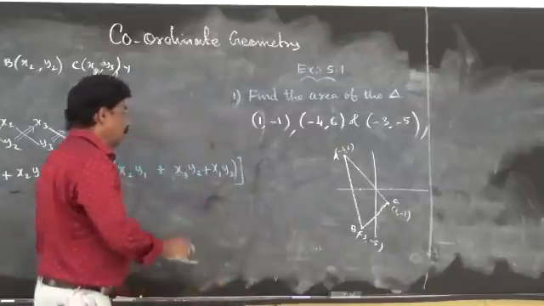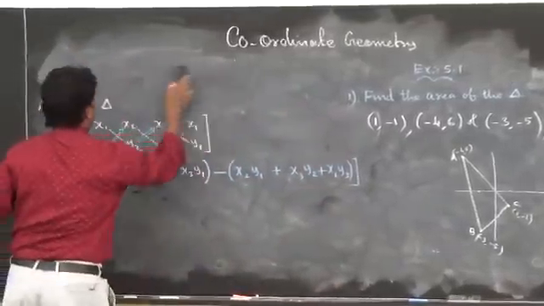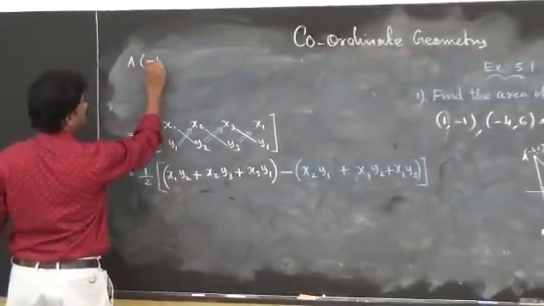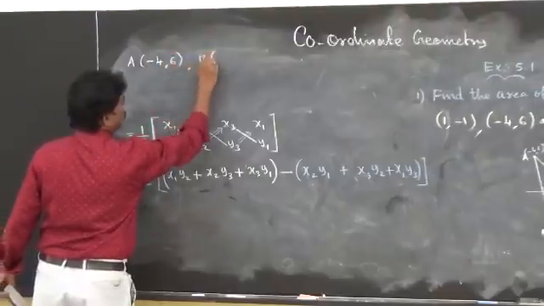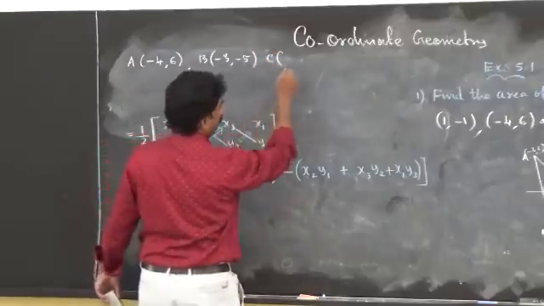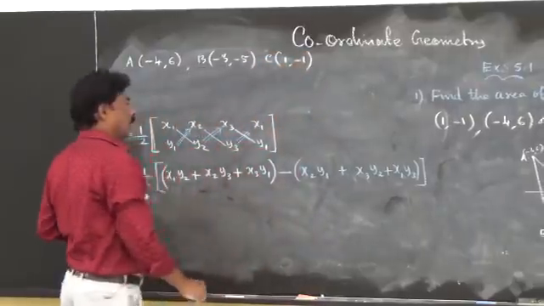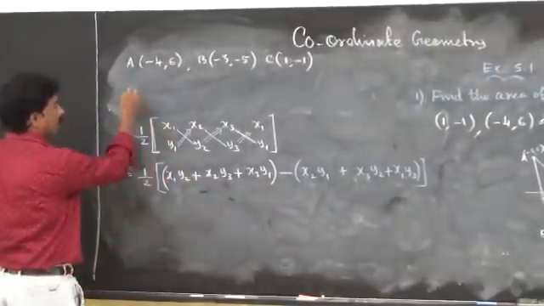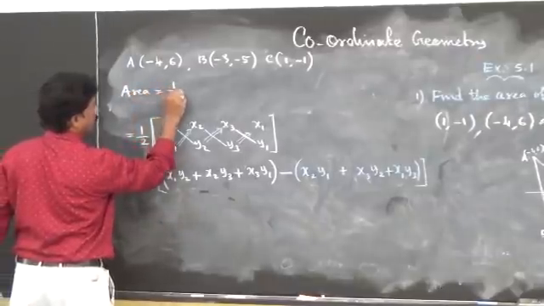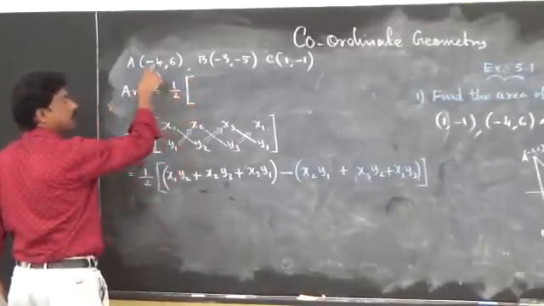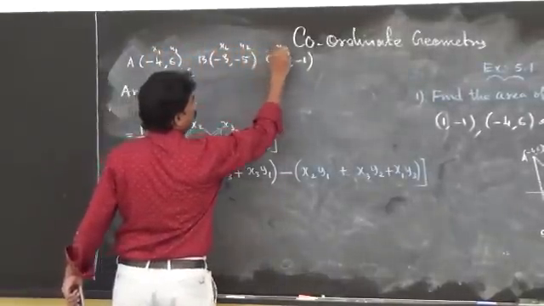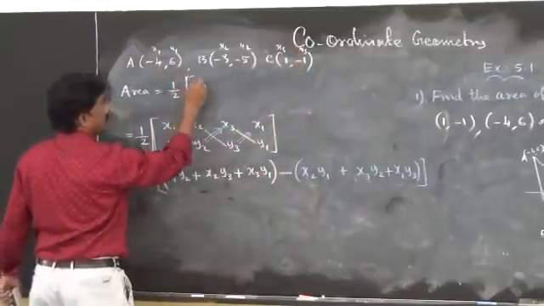Now, A is minus 4, comma 6. B is minus 3, comma minus 5. And C is 1, comma minus 1. Now, this is a shortcut formula. So area of a triangle equals 1 by 2. Already I said, this is our x1, y1, x2, y2, x3, y3. Substitute. x1, what is x1?